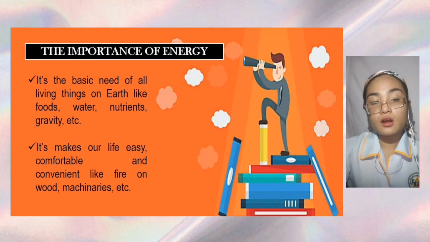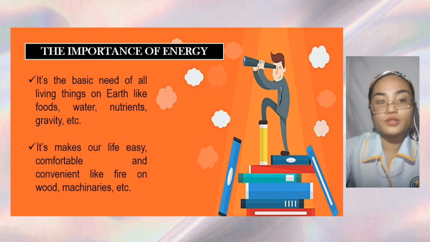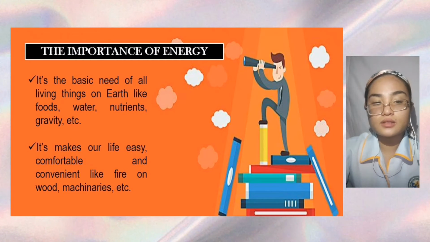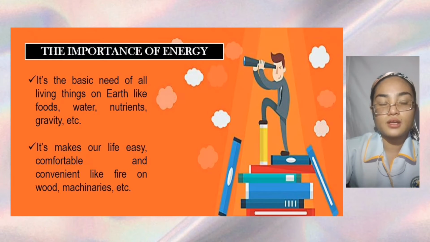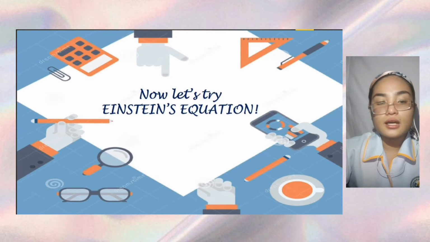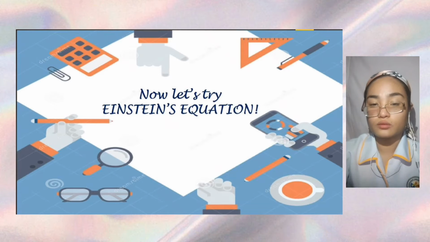Number two is it makes our life easy, comfortable, and convenient, like fire on woods. Fire on woods is an example of thermal energy where through this we are able to cook our food. And also machineries that help us cook food more easily, or even in factories, and make our job easier. I hope these two importances will clear everything that is running in your minds. So let's move on. Now, as an application, we will be trying the Einstein equation through the help of my group mates, and they will show you how to solve it.